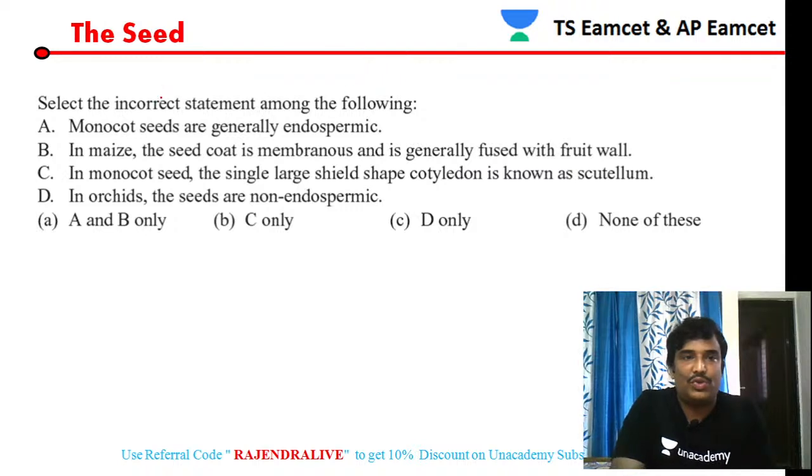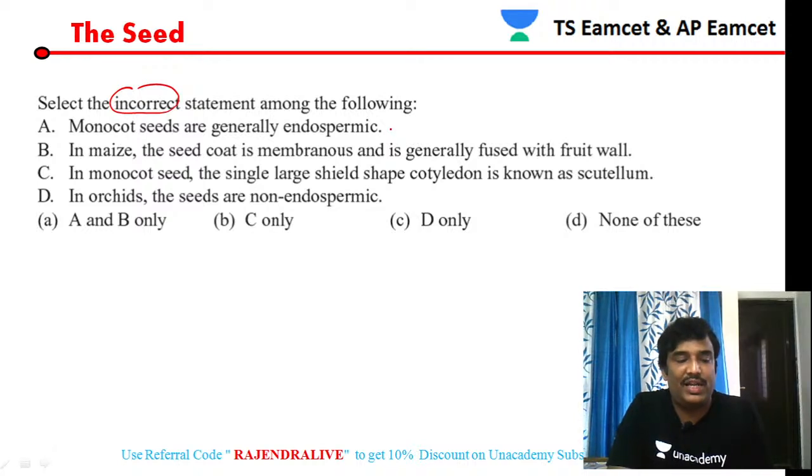Now let us see the last question for today's session. Select the incorrect statements. Let us see the first statement: monocot seeds are generally endospermic. This is a correct statement; the majority of monocots are endospermic in nature. Then in maize, the seed coat is membranous and it is fused with the fruit wall. So this can also be a right answer.